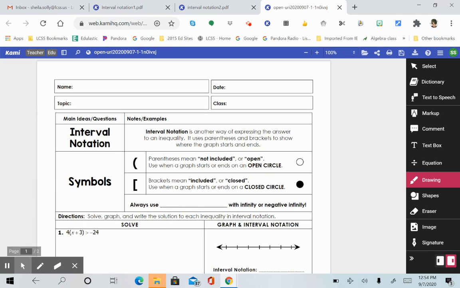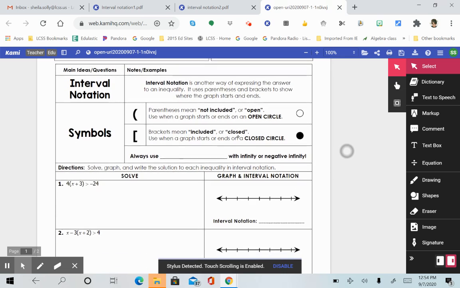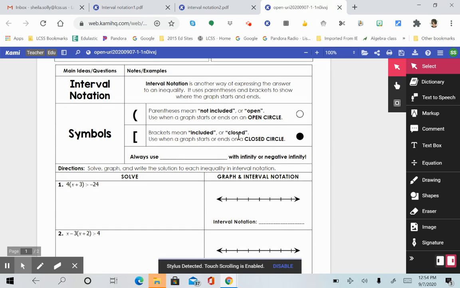All right, now if you'll look in your packet at the page that says interval notation, this is just a quick recap. Interval notation is another way of expressing an answer to an inequality. It uses parentheses and brackets to show where the graph starts and ends. Parentheses mean not included or open. Used when a graph starts or ends with an open circle. Brackets mean included or closed. Used when the graph ends on a closed circle.